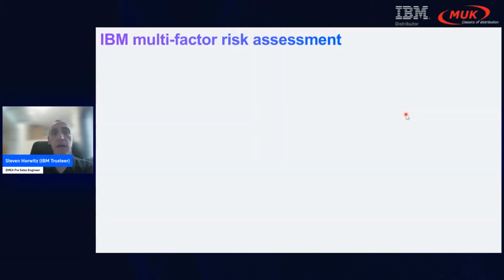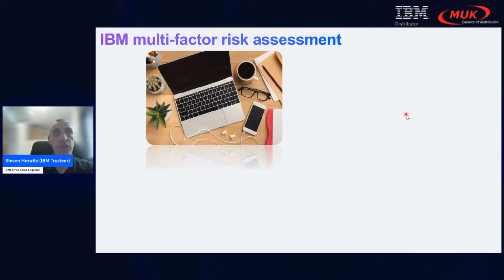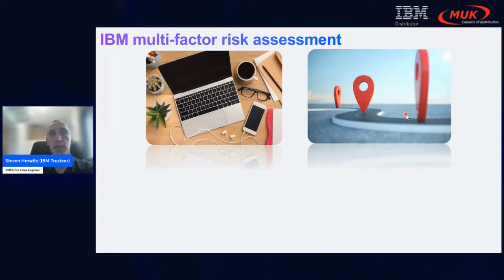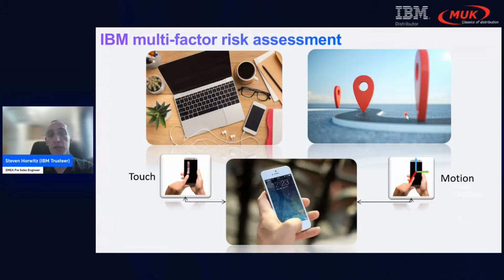So the final slide of today to bring this all together is, how does Trusteer combine the device, the network or location, and behavioral data?